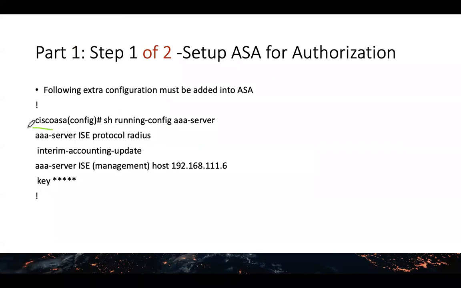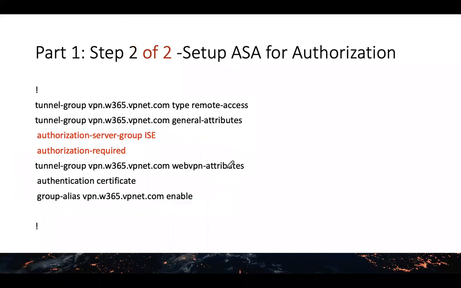First thing first, I configured the Radius server pointing towards Cisco ISE. And finally, I have added the authorization configuration as well. Previously, it only had a certificate, but now we have authorization. Nice and easy.